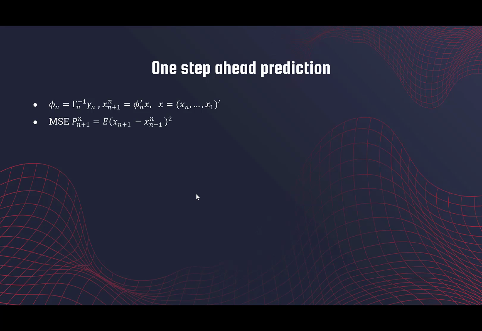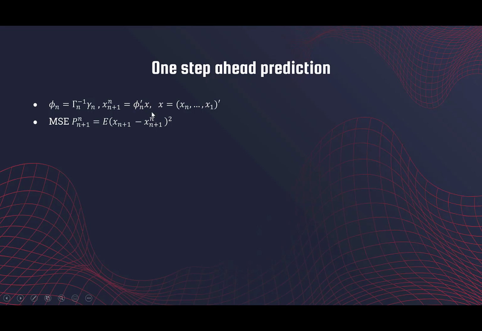So what is the mean square error of prediction? We are going to denote it in this way. We predicted n plus 1 based on n terms. So the prediction of this n plus 1 based on n terms is the expected value of what we were trying to predict, right? We are trying to predict the n plus 1th point, and this is the predictor.